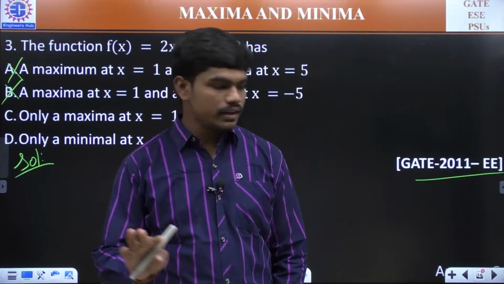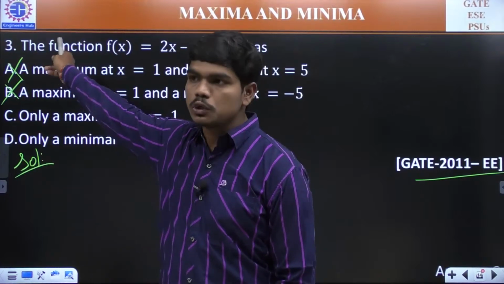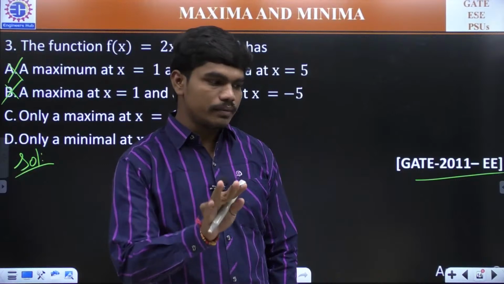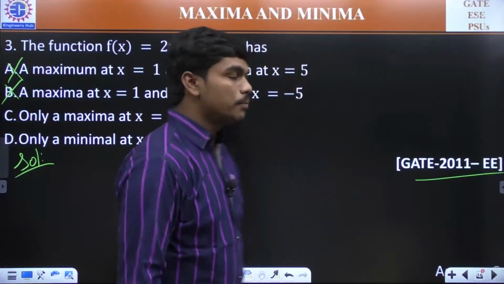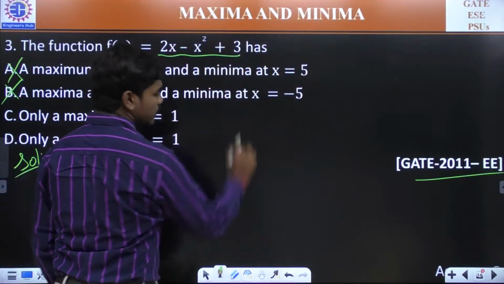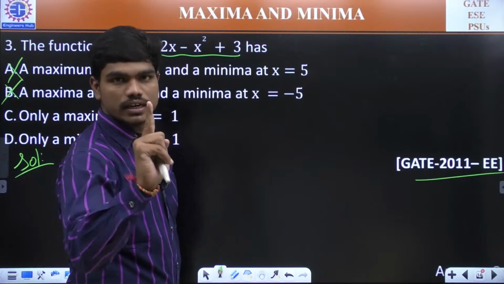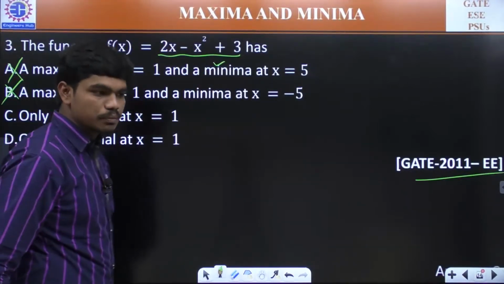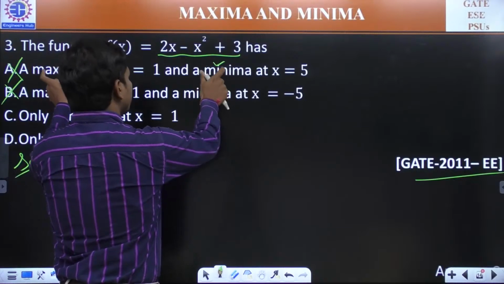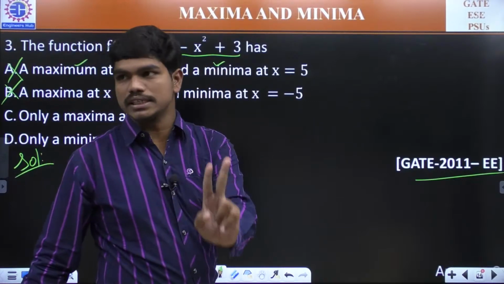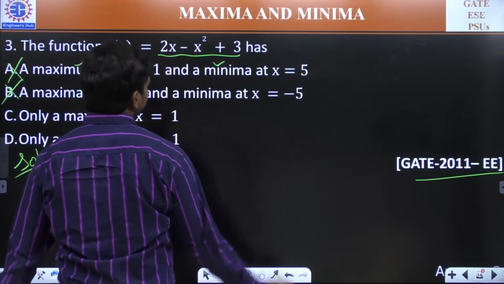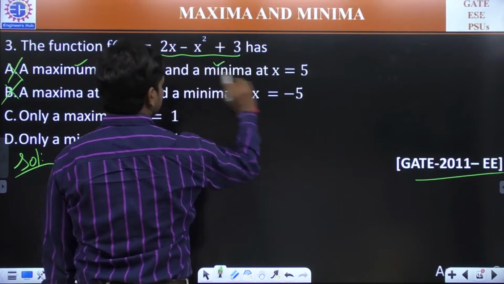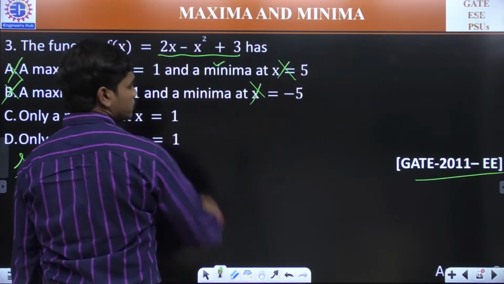Can anyone tell me why? By looking at the question, if I say that the first two options are wrong, can you tell me why? Yes, because this function is a quadratic function. So if you differentiate, you will get only one stationary point. Maximums and minimums occur at stationary points, which means for both a maximum and a minimum to exist, it should have at least two stationary points. But there is only one stationary point for this function. So these two options are wrong.